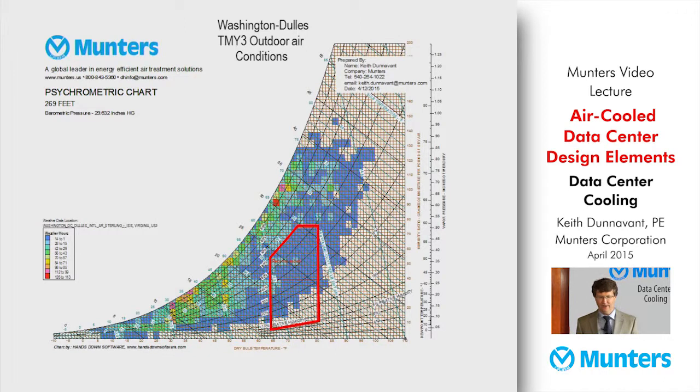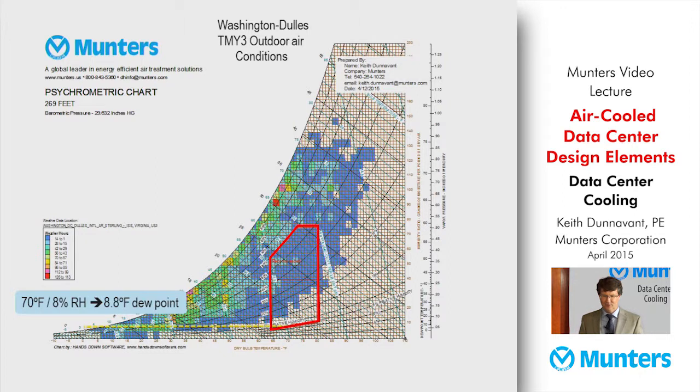And now I've overlaid it with, again, that Washington Dulles TMY3 weather data to show how many hours there are where the outdoor air condition is just right to fit into this window. You'll see that there are quite a number of hours where the outdoor air condition is perfectly within that window, and there are many hours where it's outside of that window.